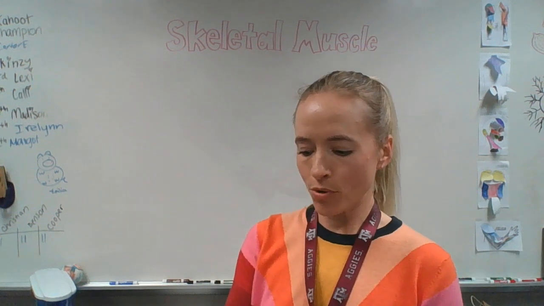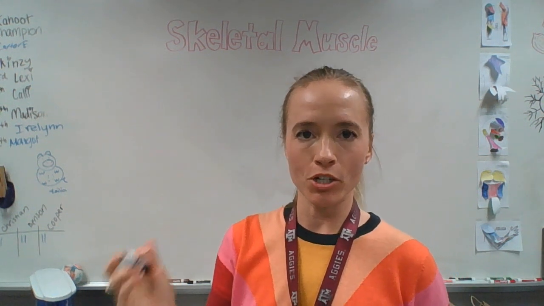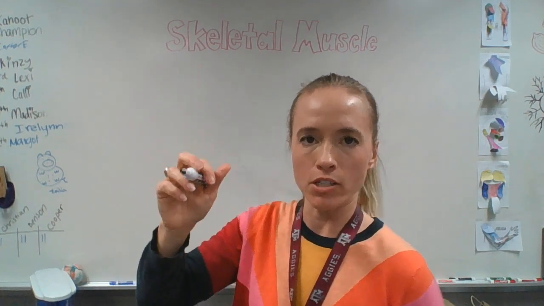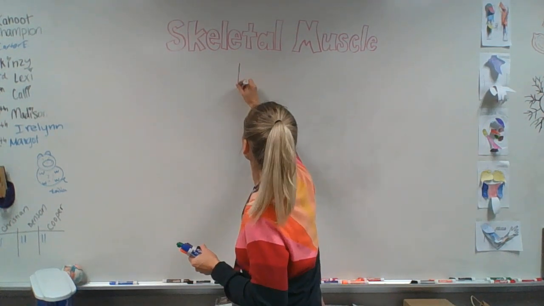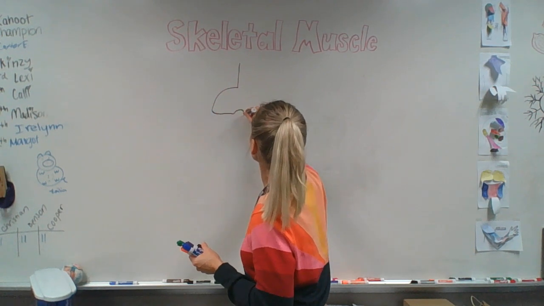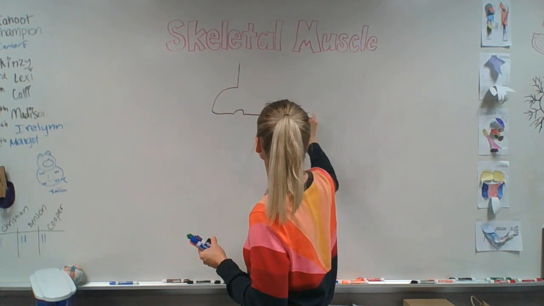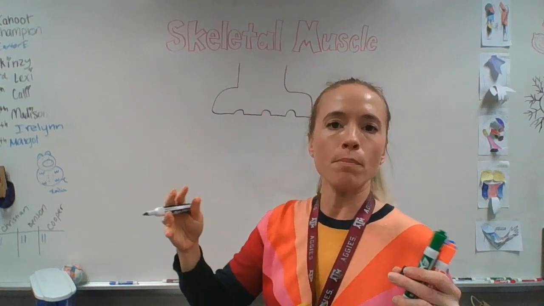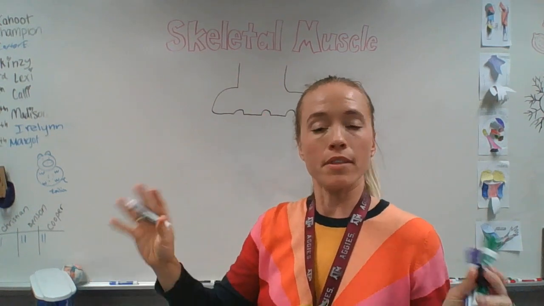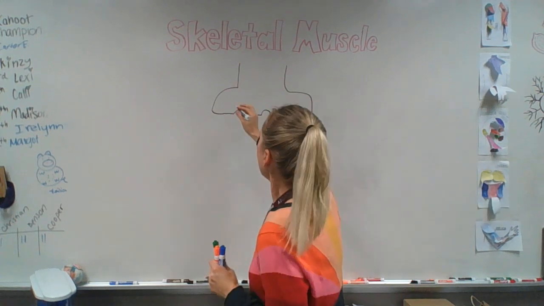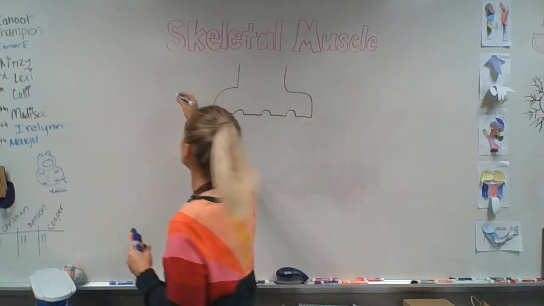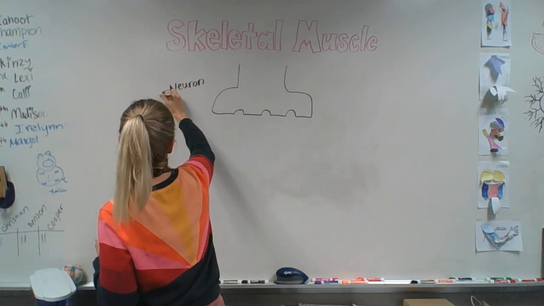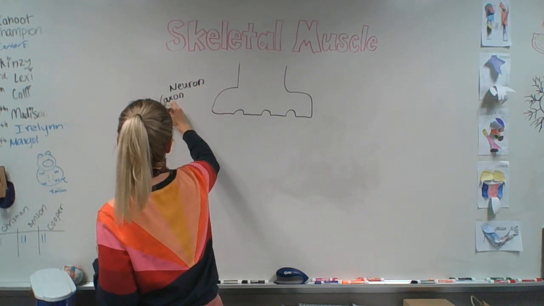Hey guys, let's go through the steps of a skeletal muscle contraction. We're going to start by drawing the end of a neuron called the axon terminal. It looks like this, and it has a couple pores where the neurotransmitter is released. Remember, a neurotransmitter is a chemical made by a neuron, a nerve cell. And this, of course, would be the axon terminal of a neuron.